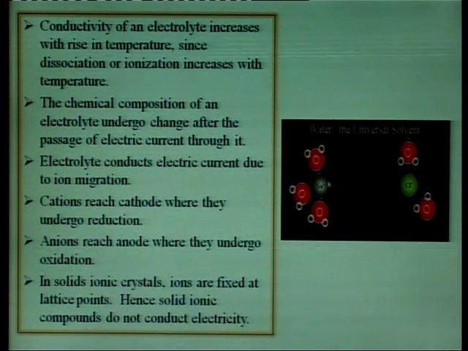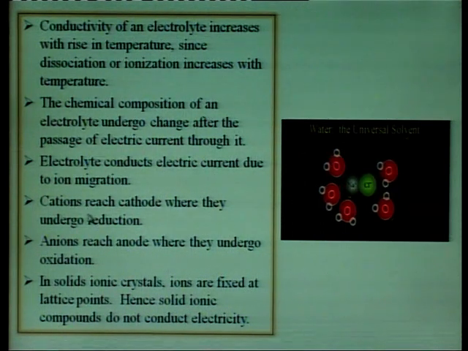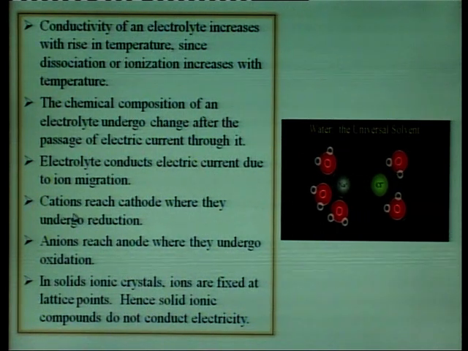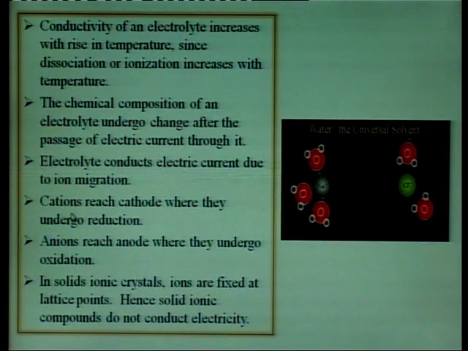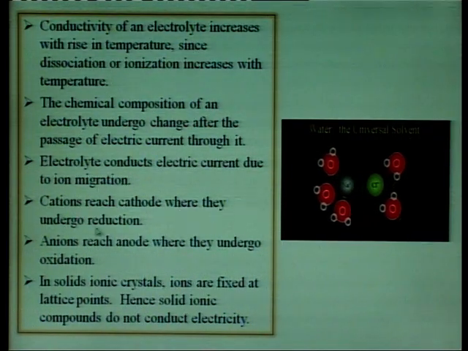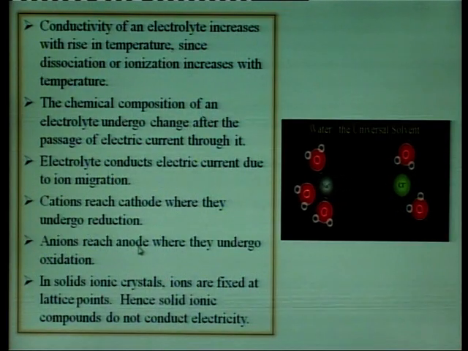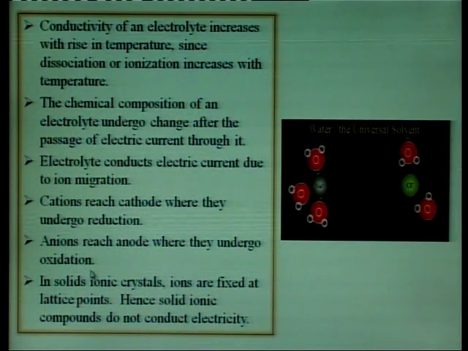This is very important. These ions start migrating in the applied electric field through the electrolytic solution. Cations reach the cathode, where they undergo reduction, and anions reach the anode, where they undergo oxidation.